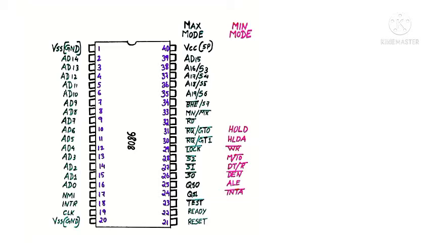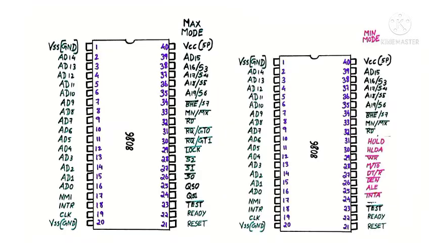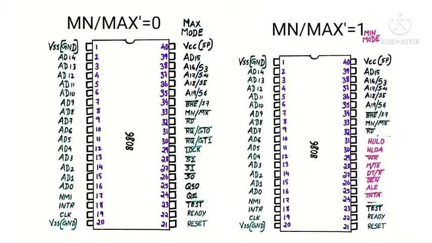Next, pin number 33, minimum or maximum bar. That is a very important pin. According to the value of this pin, we can draw two pin diagrams. One is in the maximum mode, another is in the minimum mode. All the pins except pin numbers 24 to 31 are common for both the modes. If the value given to this pin is 0, then it will work as maximum mode.